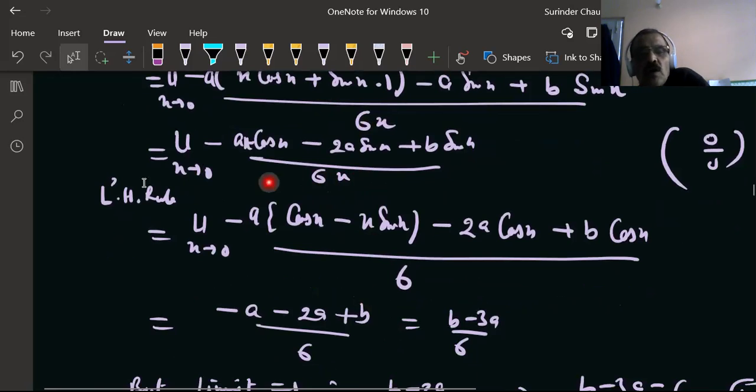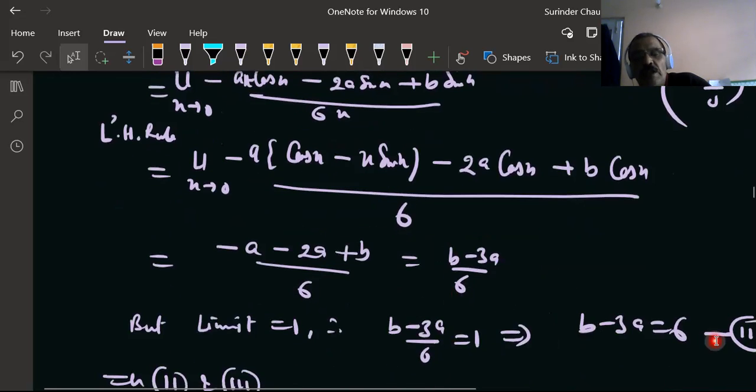Now, we know that the limit of this function exists, therefore this must be equal to, now it is not equal to 0. So put x equal to 0 in this, and the value of this would be minus a, 1, this is 0, this is equal to minus 2a, and this is equal to b minus 3a, b minus 3 upon 6. Now, because the limit of the function exists, this is a finite number, so this must be equal to 1. Why? Because the limit of the function exists. This is a finite number, and it must be equal to 1.